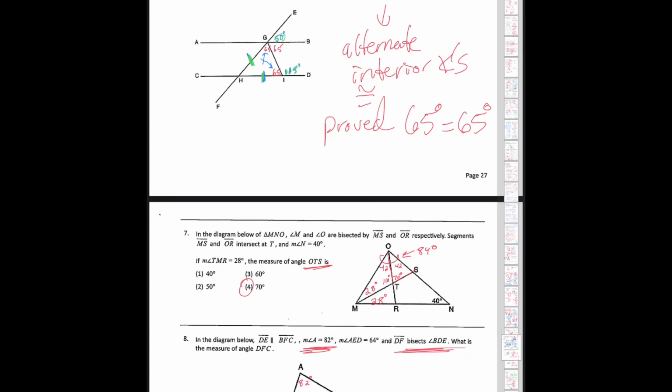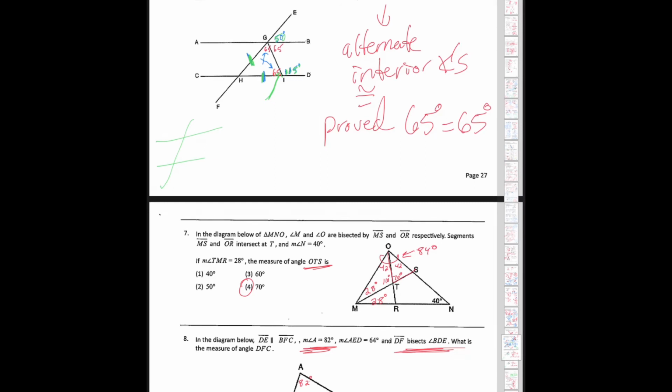So the first thing I need to do is start off by proving that I have some sort of pair of congruent angles like we're used to seeing in this diagram, two parallel lines cut by a transversal. So we've seen alternate interior, alternate exterior, corresponding angles, those types of things. If we can prove one of those, we know the lines are parallel.